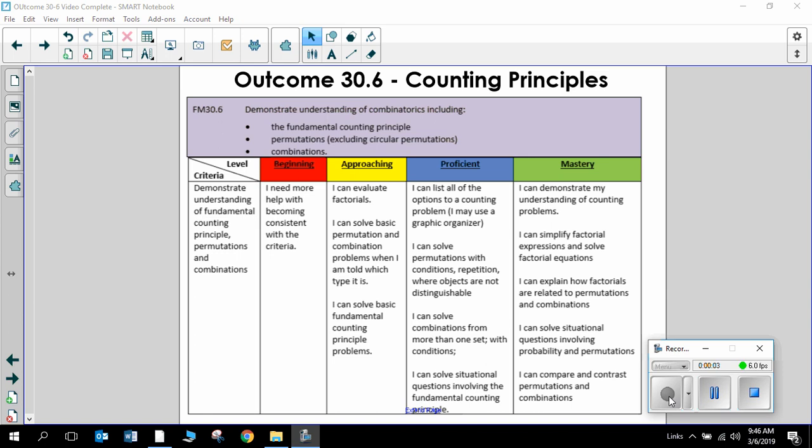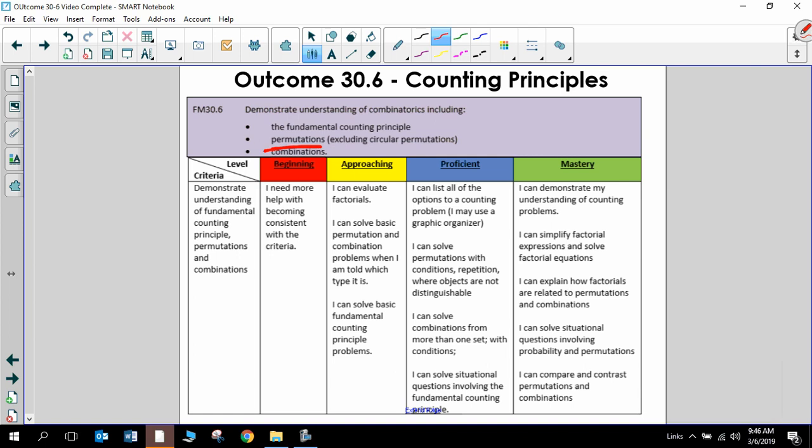Hello and welcome back to the video lessons for outcome 30.6. Today we are going to start looking at what a permutation is. So on our rubric, we are going to be able to solve basic permutation questions when I'm told what type. And I'm going to be able to solve some permutation questions. In this case, I'm looking at ones with conditions at a level 3.